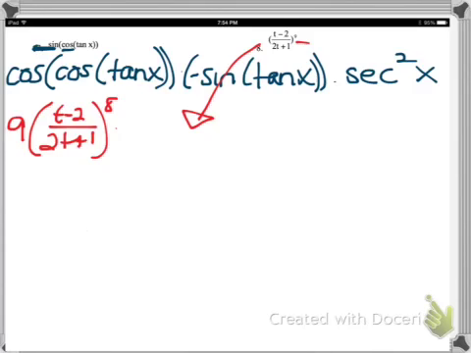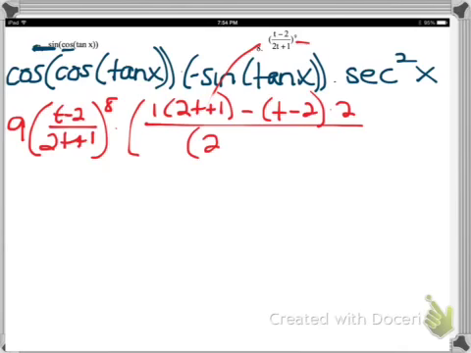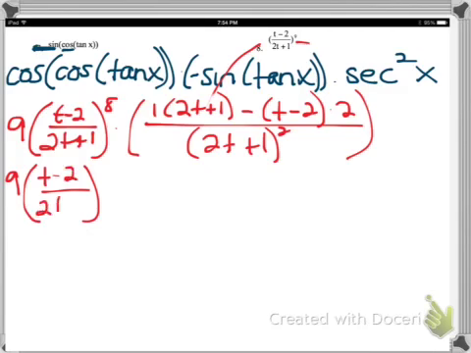which now I'm going to have to use the quotient rule. So the derivative of the numerator is 1 times the denominator 2t plus 1, minus the numerator t minus 2 times the derivative of the denominator, which is 2, all over the denominator squared. Now I'm going to simplify a little bit. So I have 9 times this fraction to the 8th, 2t plus 1 to the 8th, times, let's say, I would have 2t plus 1 minus 2t plus 4.